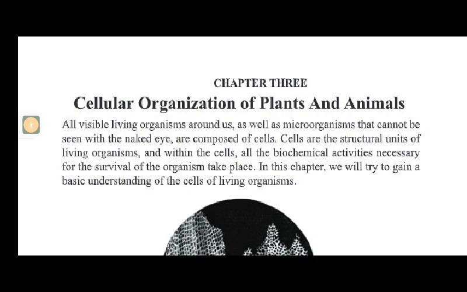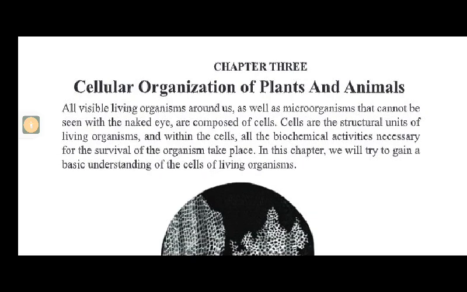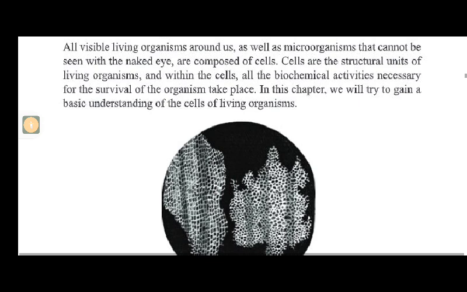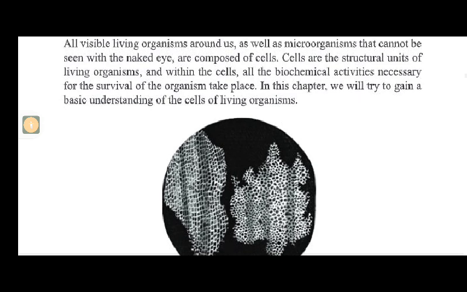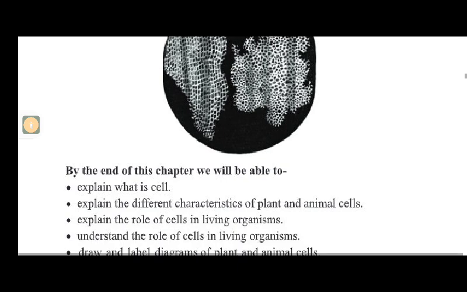Chapter 3: Cellular Organization of Plant and Animal. All visible living organisms around us, as well as microorganisms that cannot be seen with the naked eye, are composed of cells. Cells are the structural unit of living organisms, and within the cell, all the biochemical activities necessary for the survival of the organism take place. In this chapter, we will try to gain a basic understanding of the cell of the living organism.